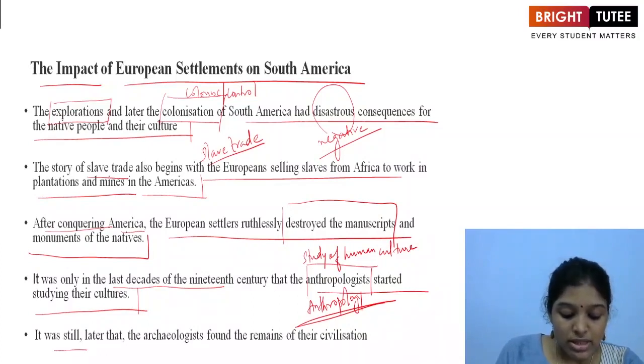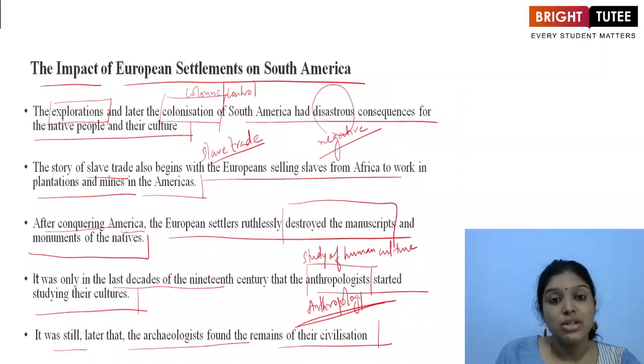And it was only later that the archaeologists found the remains of their civilization. And it took a long time for the archaeologists to find the remains of the civilization, because by then all of this had declined and these cultures or civilizations had become extinct.